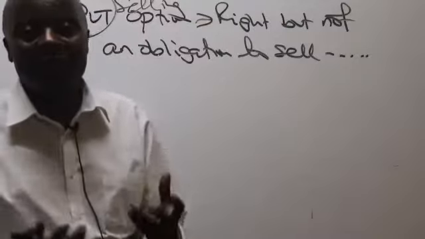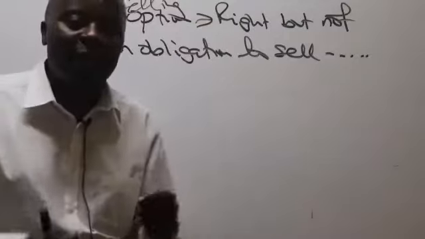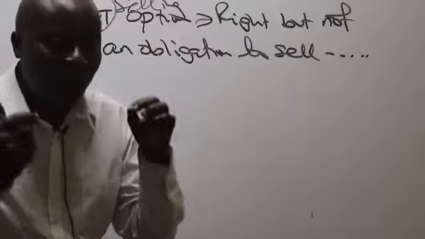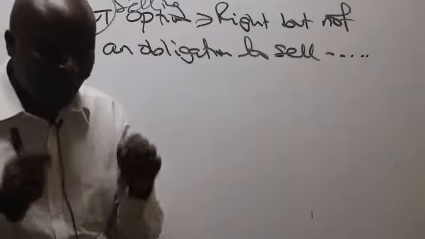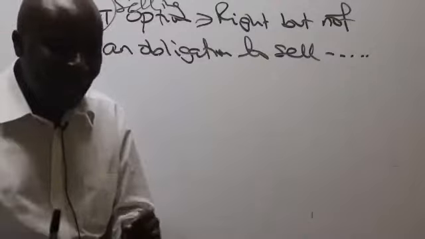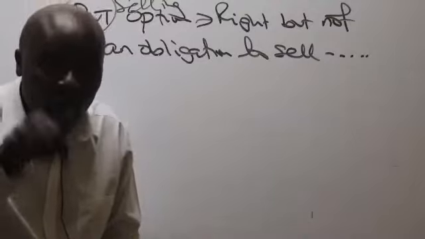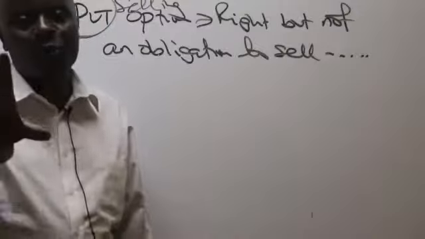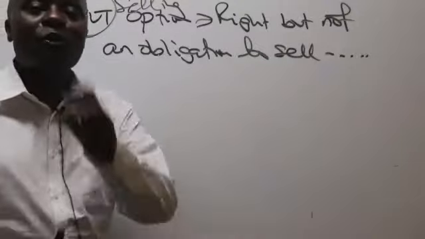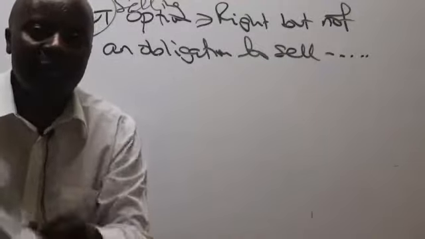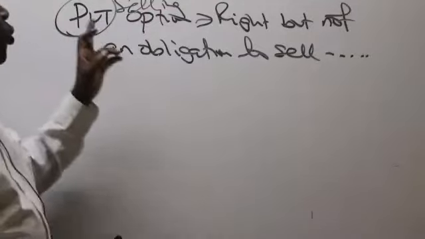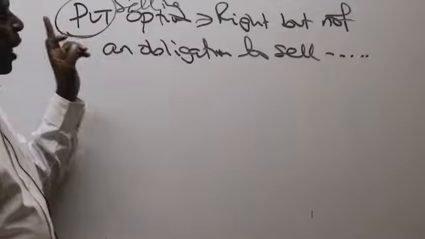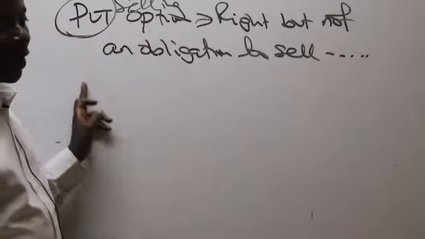It's a financial instrument that gives the holder the right, but not an obligation, to buy or sell. That's an option. And because of these two activities, buying and selling, then we have, ladies and gentlemen, two types of options. We have the put option and we have the call option.